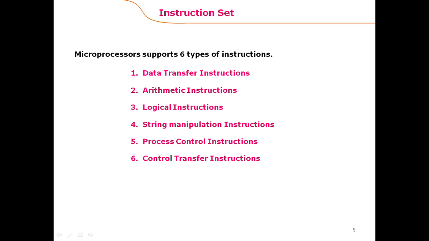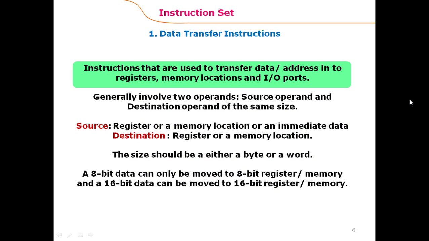These groups of instructions are discussed one by one in coming lectures, but the main focus of this lecture is on data transfer instructions. Data transfer instructions are instructions that are used to transfer data or addresses into registers inside the microprocessor, or into memory locations, or into the input and output ports. Or the transfer can be from the registers, from a memory location, or from an input and output port.